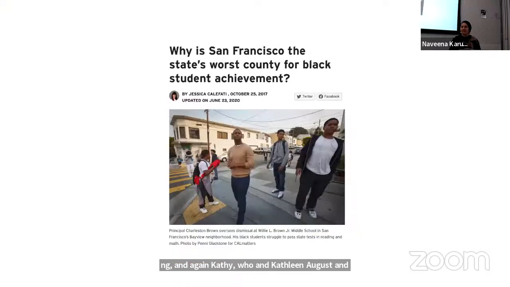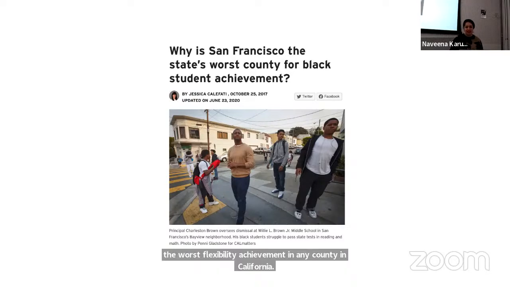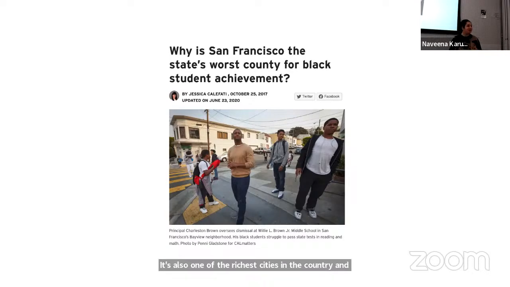And the question that we're going to look at here is the question of student assignment to public schools. San Francisco, which is very close to where I live, has the worst Black student achievement in any county in California. It's also one of the richest cities in the country. And partly the reason why this happens is that there's always been really, really high residential segregation in the city, which leads to really high educational and access segregation when people go to their neighborhood schools.